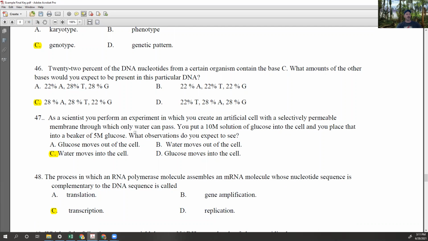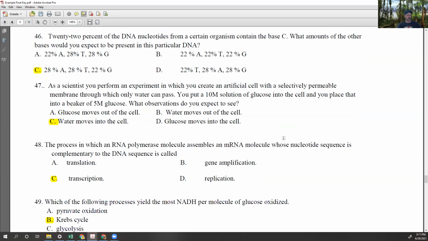Number 46, 22% of the DNA from an organism is C. So what would the percentages of the others be? Well, figure out G and C need to match, so they should both be 22. And then you'll have to figure out what the proportions of the other 2 are. And the best answer here is C.